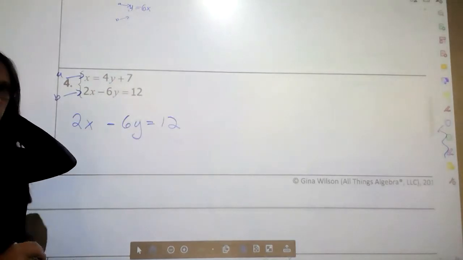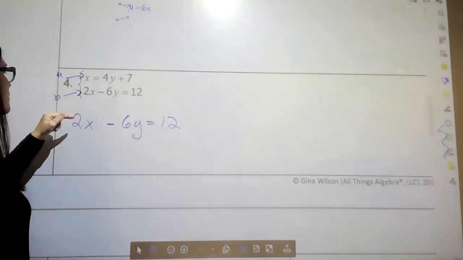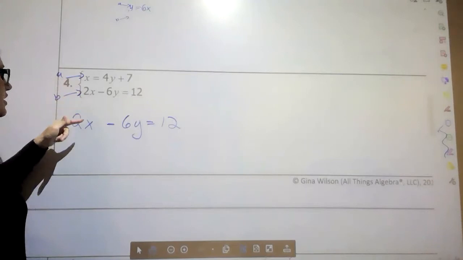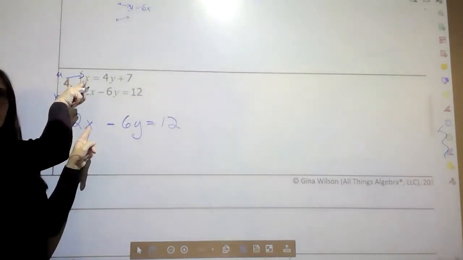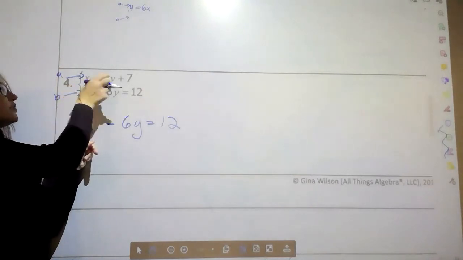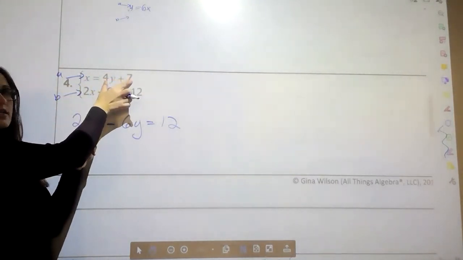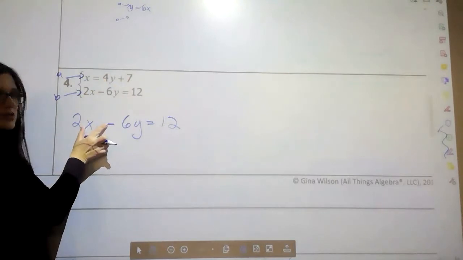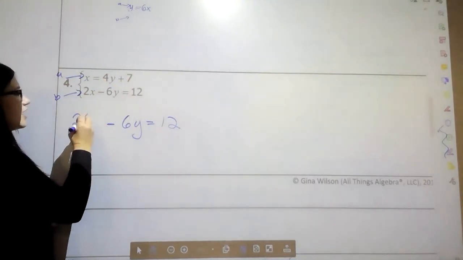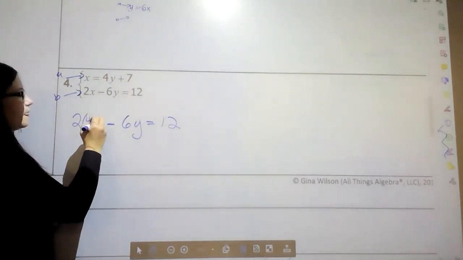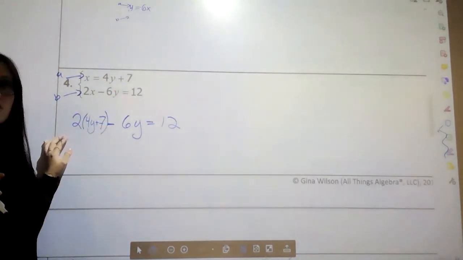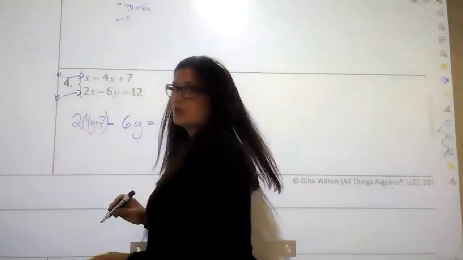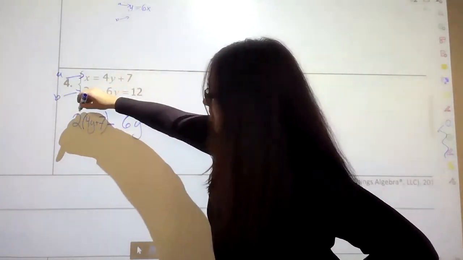Okay, so I'm taking my equation B, and what I'm going to do is substitute this equation into this equation. The way I do that is, you see how we both have an x right here. So I take the right side of this equation and substitute it in. So I've got 4y plus 7. Okay, so we're going to need to simplify by distributing.